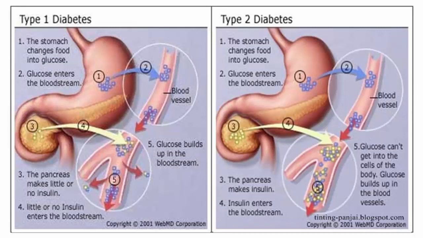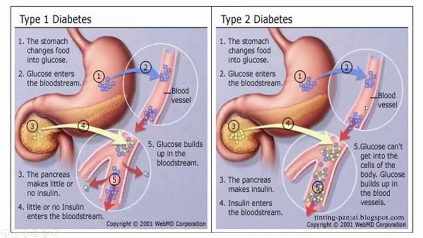These pictures show us the difference of what's happening in the body between type 1 diabetes and type 2 diabetes. So in both pictures, you can see that when the person eats something, the food comes into the stomach and is broken down into glucose. This is represented as the purplish blue little circles here. Then, when it's in its simple form, the glucose starts to enter the bloodstream, which is shown here.